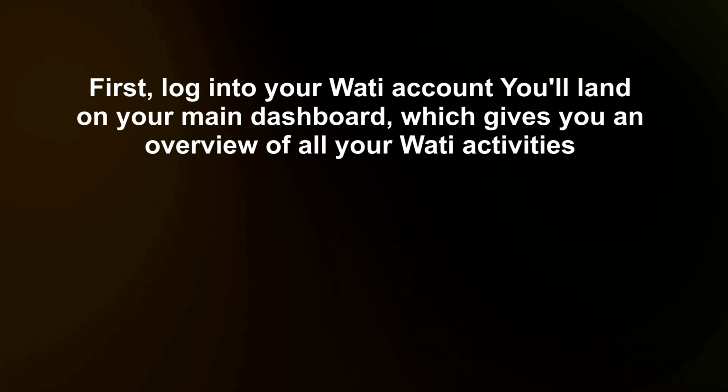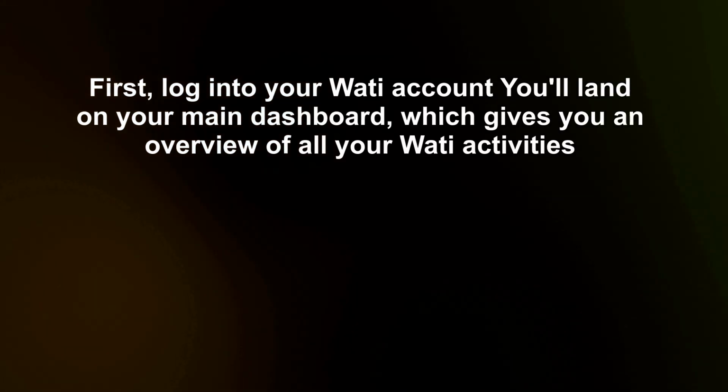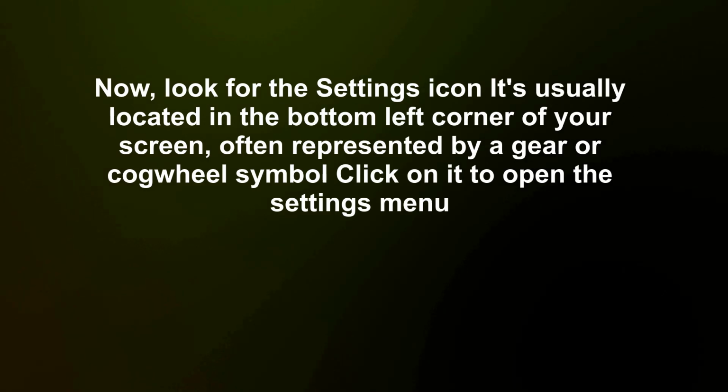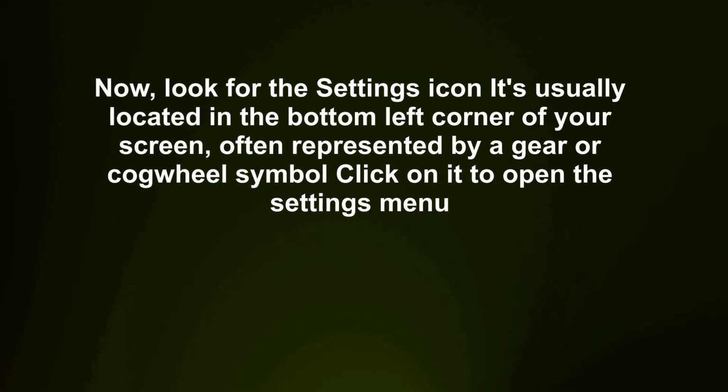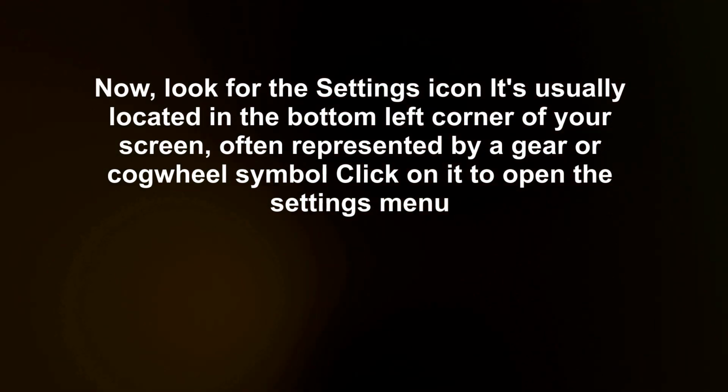First, log into your Wati account. You'll land on your main dashboard, which gives you an overview of all your Wati activities. Now, look for the settings icon. It's usually located in the bottom left corner of your screen, often represented by a gear or cogwheel symbol. Click on it to open the settings menu.